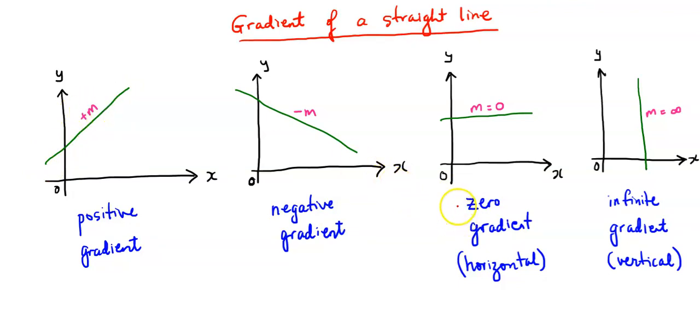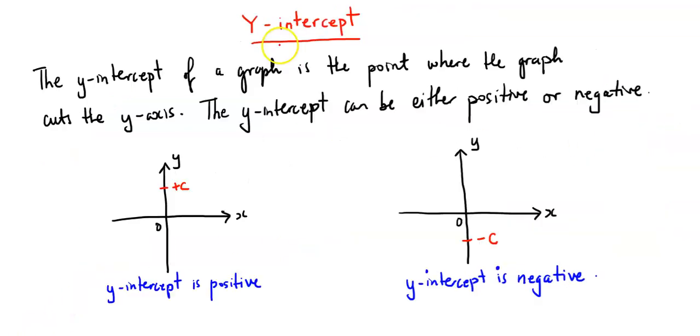The third one is what we call a zero gradient, where we have a horizontal line. So any horizontal line in a graph, or any line parallel to the x-axis, will have zero gradient. See, this line is parallel to the x-axis as well, so that line will have zero gradient. And also any line parallel to the y-axis, or any line that's vertical, will have an infinite gradient. Any vertical line in a graph will have an infinite gradient.